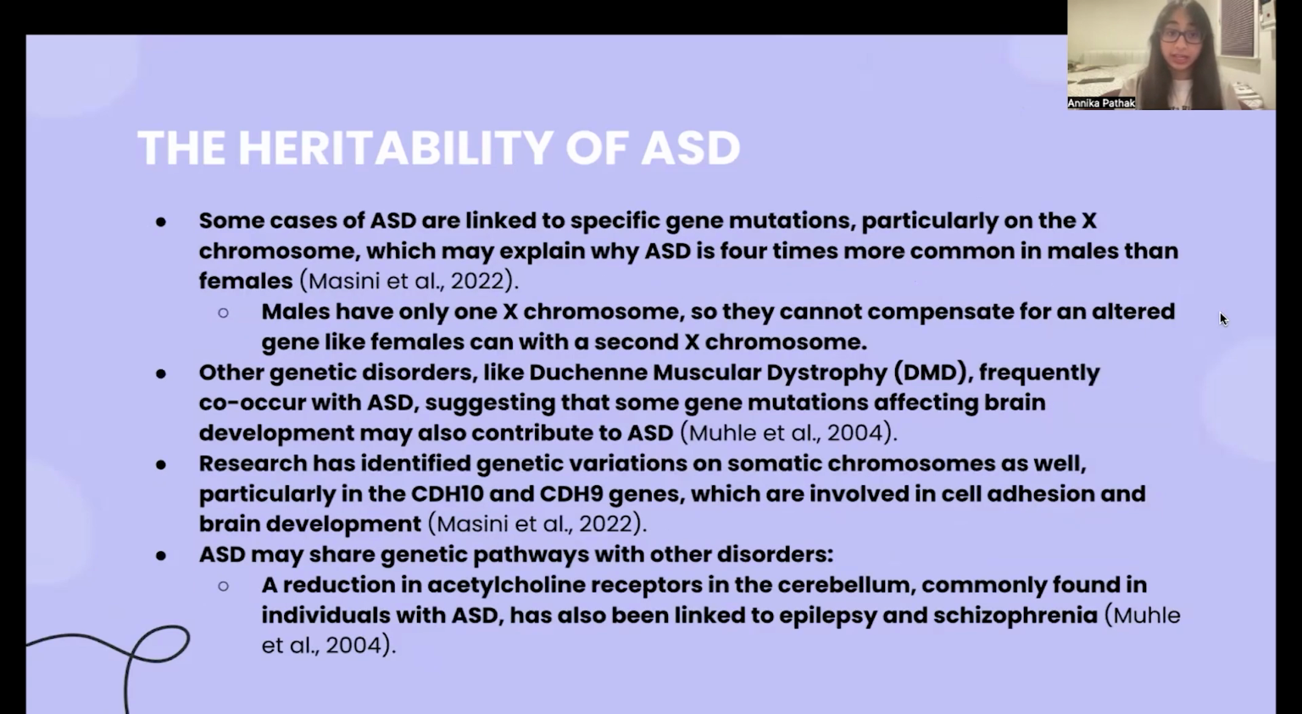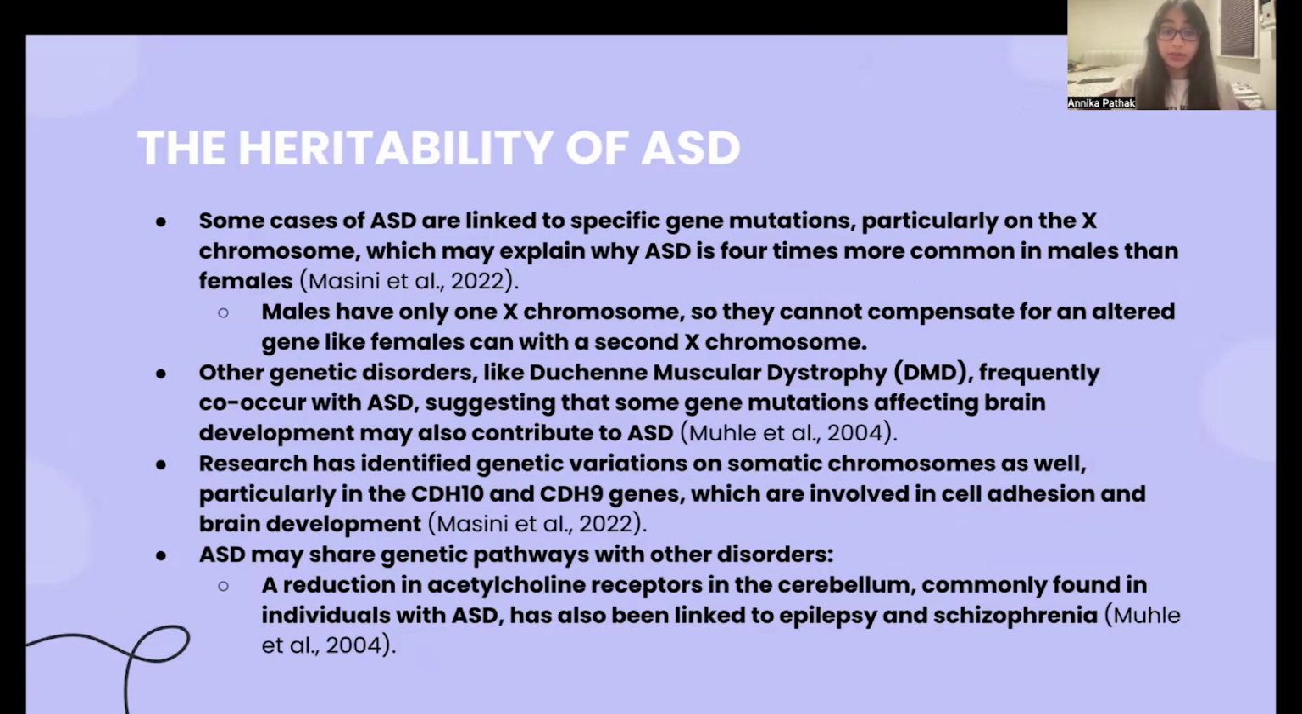Some cases of ASD are linked to specific gene mutations, particularly on the X chromosome, which may explain why ASD is 4 times more common in males than females. Males have only one X chromosome, so they cannot compensate for an altered gene like females can with the second X chromosome. Other genetic disorders, like Duchenne muscular dystrophy, frequently co-occur with ASD, suggesting that some gene mutations affecting brain development may also contribute to ASD.